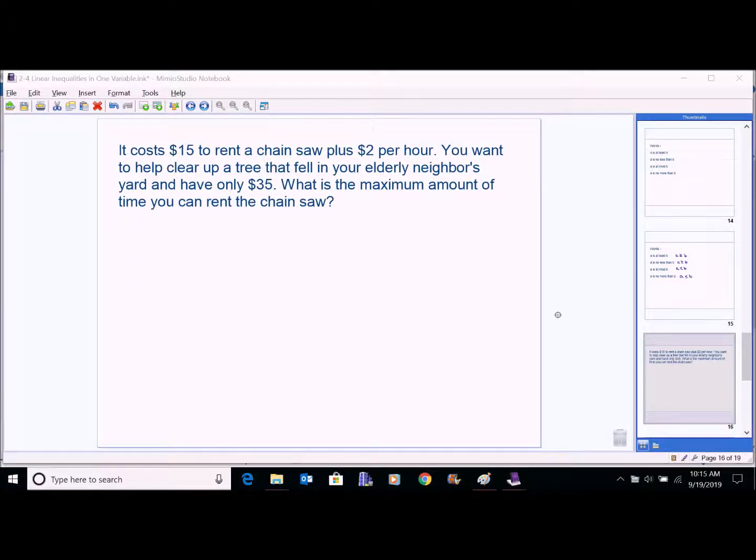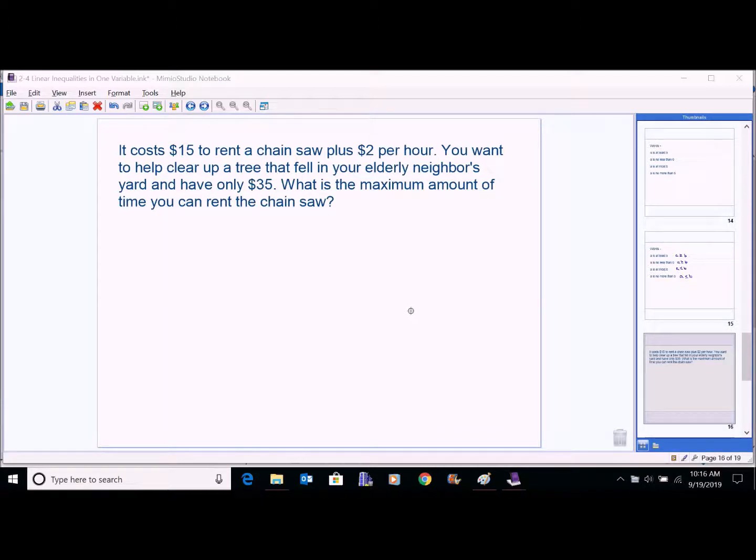We need to finish up this lesson 2.4 today, so we're going to start taking a look at these word problems as they relate to inequalities. So you all have this paper in front of you, and we'll just go over this problem. It costs $15 to rent a chainsaw, plus $2 an hour.